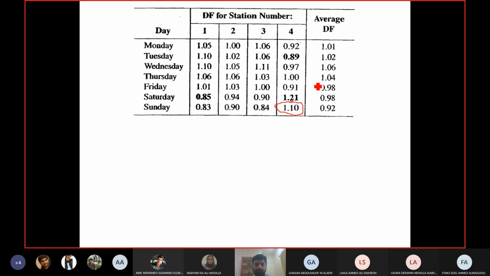Okay, so I should try to combine 3 stations at least. So which 3 stations should be selected to be combined together? Should I combine 1, 2, 3, or should I combine 2, 3, and 4? Should I combine 1, 3, and 4? Which ones? Then you will look which station has more values out of the range. Which station has more values out of the range? So there were 4 values out of the range. This one, this one, this one, and the circled one.